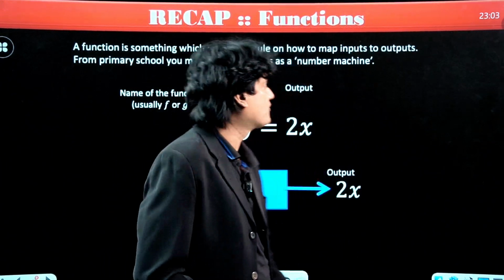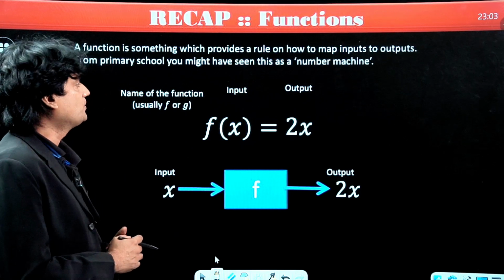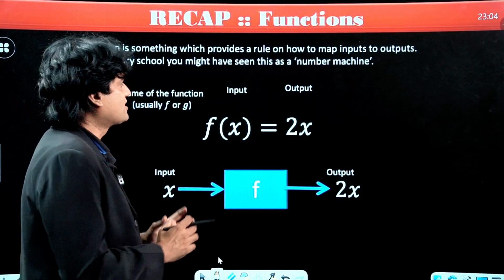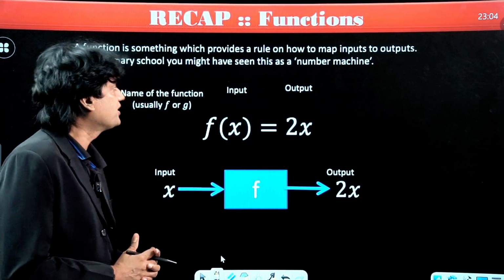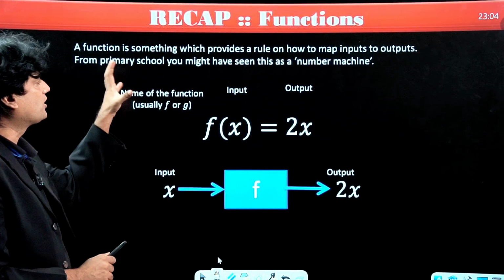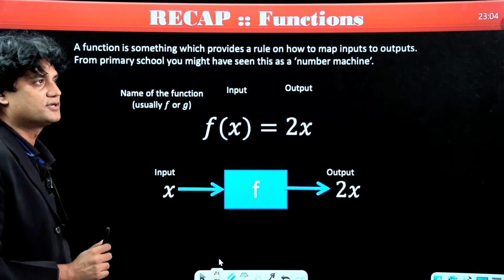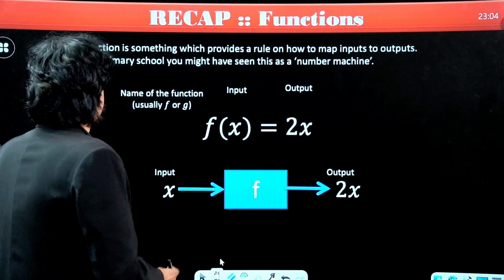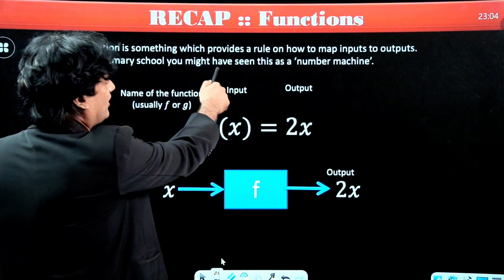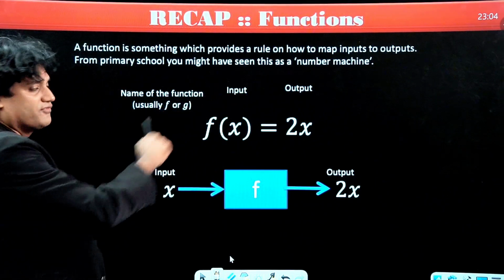So let us discuss function today. This is a topic from higher math, chapter 2. I will discuss some basic concepts of function, that's it. Let us see the definition of function, but I am not going to the strict mathematical definition. This is a definition which we will understand. A function is something which provides a rule on how to map inputs to outputs. So it's a nice definition to understand.